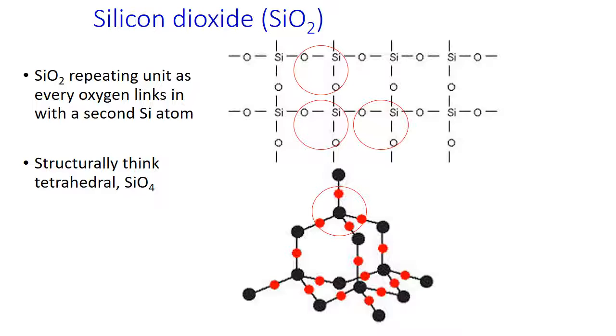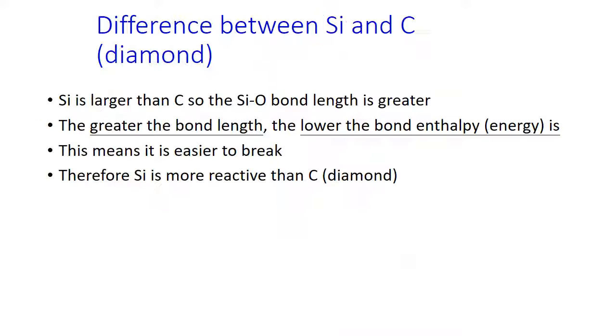And that was the allotropes of carbon. And we'll just finish off with sand or silicon dioxide, which is an example you used last year anyway. So silicon dioxide is a repeating unit, as every oxygen links to a second silicon atom, and it's basically like a glorified tetrahedral. Okay, very strong.